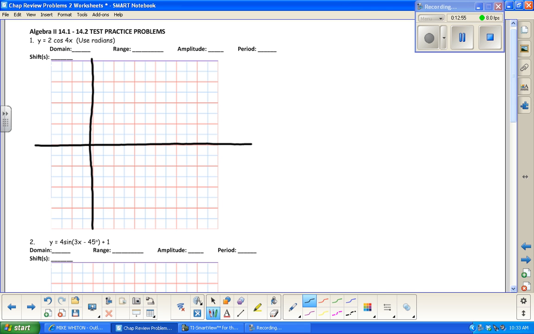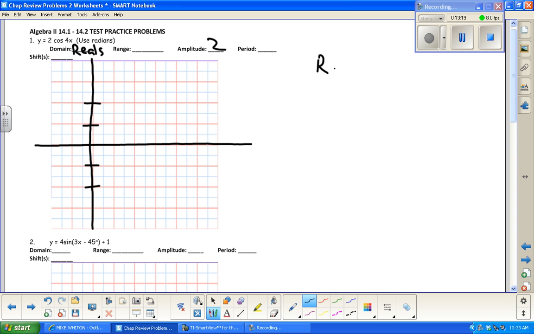So the domain, that's kind of the easy part. The domain's always going to be all real numbers for any sine or cosine graph. So the ones we're doing this year, domain's going to be all reals. The range is going to be whatever the amplitude is, because in this case there's no shift up or down. So since that amplitude is 2 from the beginning, that's going to be our range also. It's going to be between 2 and negative 2.